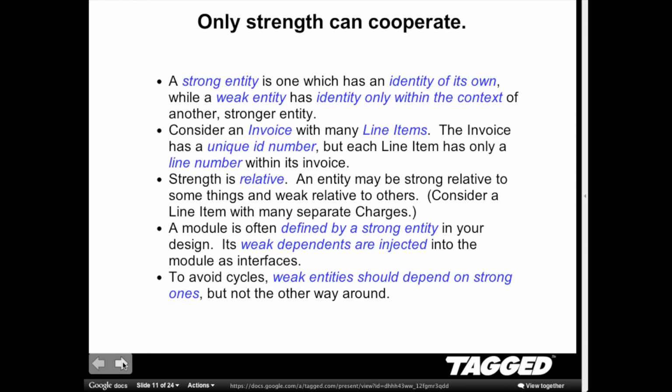So if the individual line item had separate charges, then the line item is strong relative to the charges, but it's weak relative to the invoice. So why is this important? Well, a module is usually defined by a single strong entity squatting in the middle like a spider, and it's surrounded by its weak hangers-on. So what you should be shooting for is that the weak things depend on the strong ones, but not the other way around.